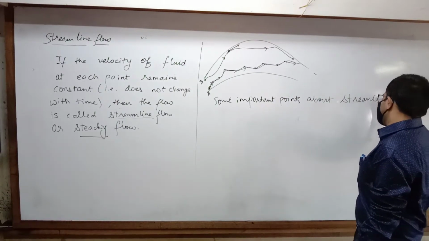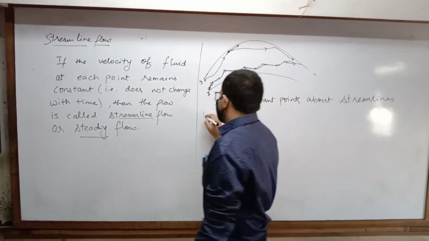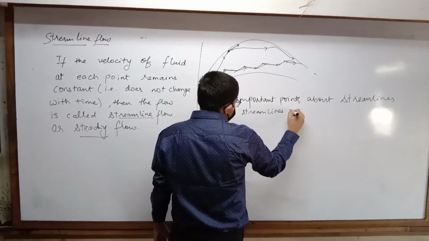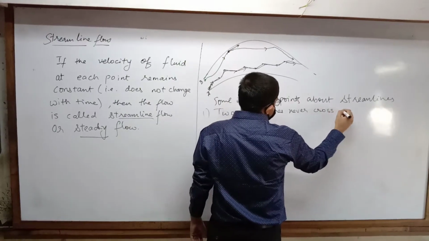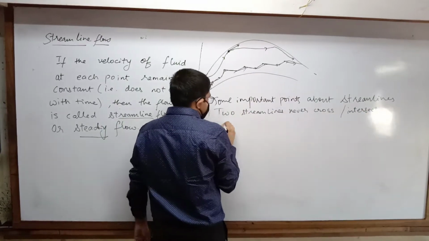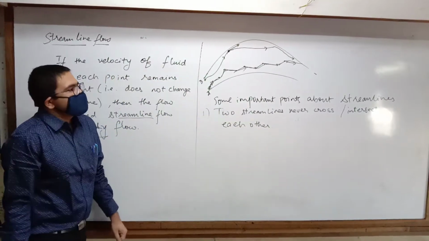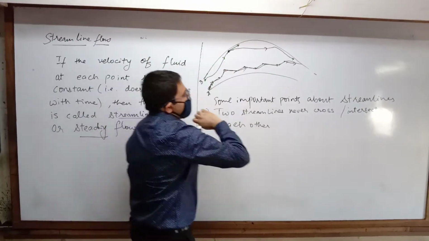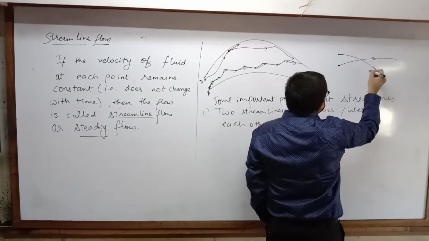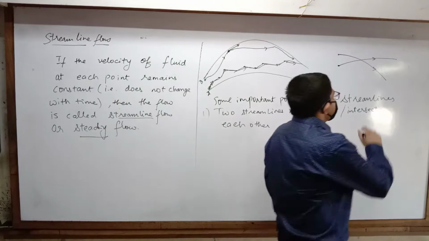Again, this curve that we are drawing is called streamline. So number one, two streamlines never cross each other, or even intersect. Forget about crossing; they don't even intersect each other. See, if you imagine that one streamline goes like this, the other one, let's say, like this, so they will cross. In such a case, there will be something strange happening at this point.